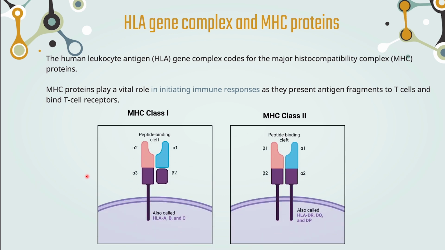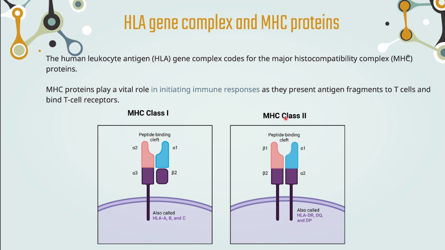Now, let's look at this figure. This is MHC class 1. It has alpha 1, alpha 2, alpha 3, and a beta 2 microglobulin. All right. They are also called HLA-A, HLA-B, and HLA-C. All right. And this is the cleft where antigens bind.